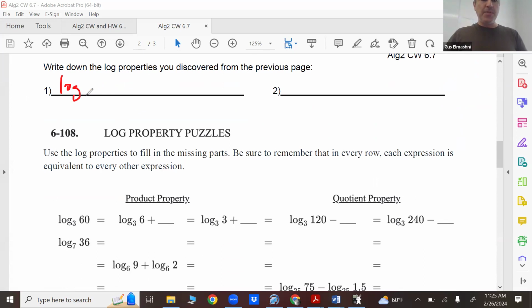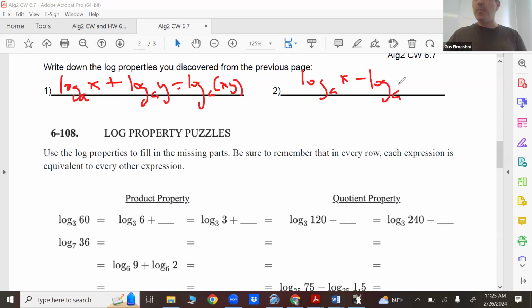So again, generally speaking, here it is: log base a of x plus log base a of y equals log base a of xy. Log base a of x minus log base a of y, and so on. I'm just repeating what I put on the previous page. So if you want to write it again, go ahead. It probably doesn't hurt to write it again. So there you go.